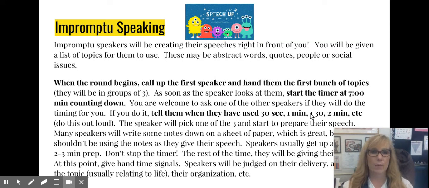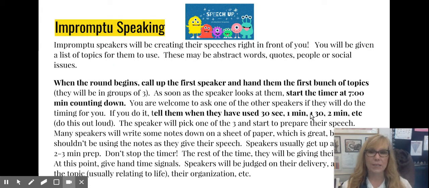All right, next up, impromptu speaking. Now, impromptu speakers are going to be creating their speeches right in front of you. You'll be given a list of topics for them to use. These are usually stapled onto the ballots, and you will have access to those. These may be abstract words, quotes, people, or social issues. I've also seen cartoons, which is rare, but you never know, whatever the tournament wants to run.